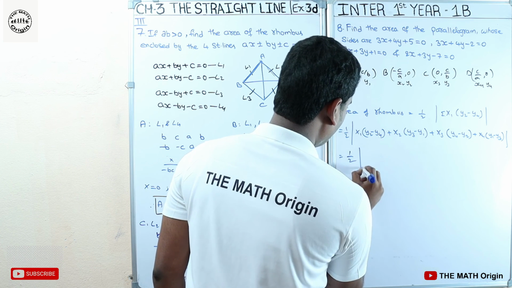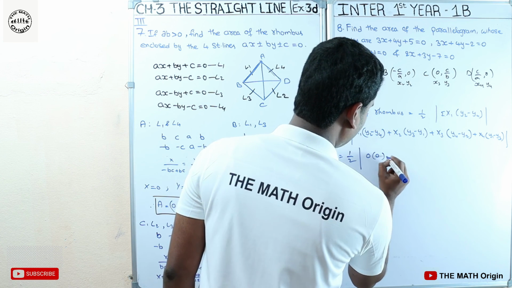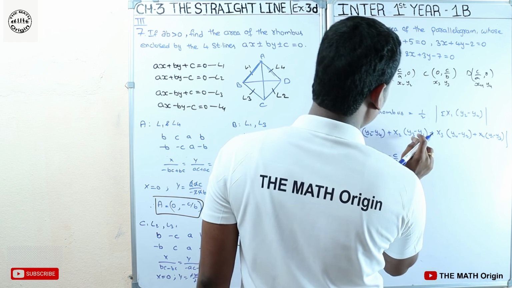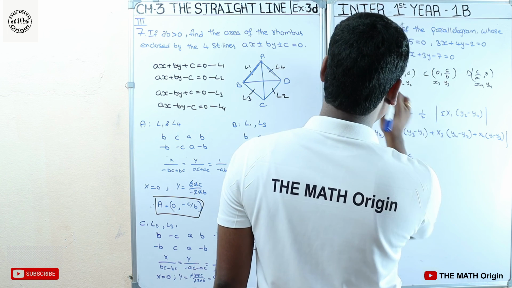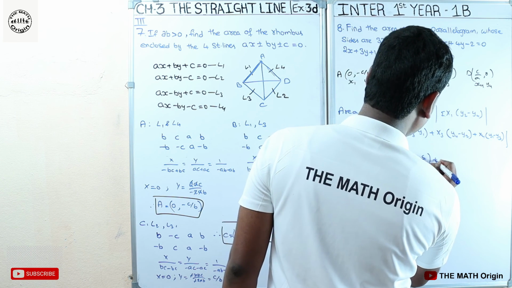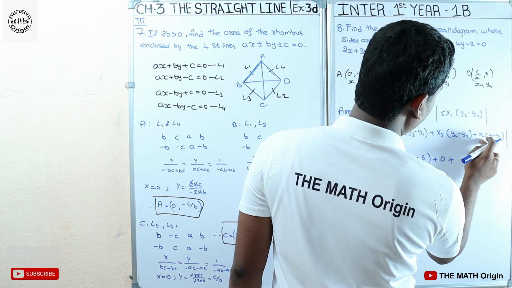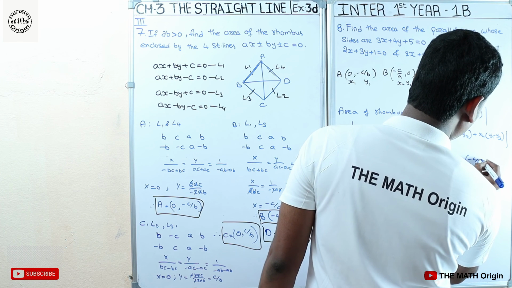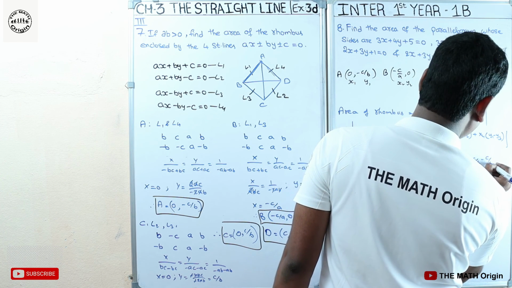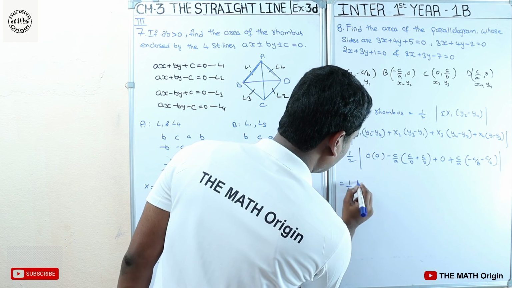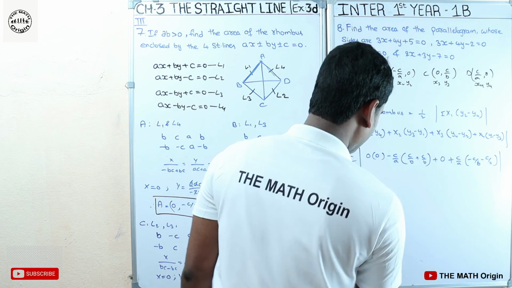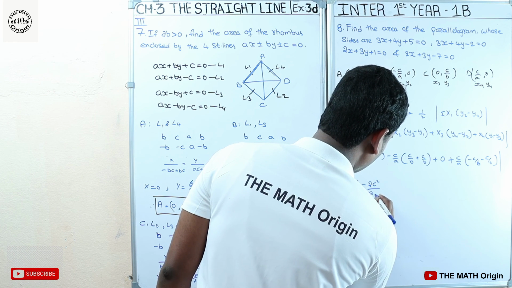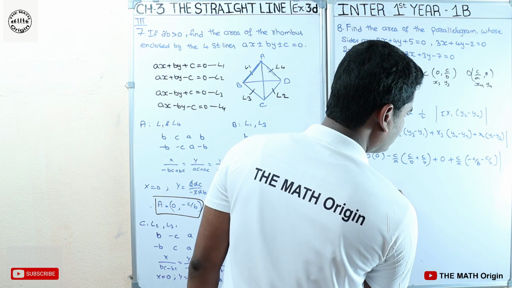So with that, half modulus x1 is 0 into this, complete it will be 0 only, plus x2 is minus c by a into y3 minus y1, y3 is c by b minus y1 is minus of minus, plus c by b, okay, plus x3 is 0, next x4 is c by a into y1 is minus c by b minus y3, minus c by b. Therefore that is equal to half, it is minus c by b plus c by b, it is 2c by b, so it will be 2c square by ab.